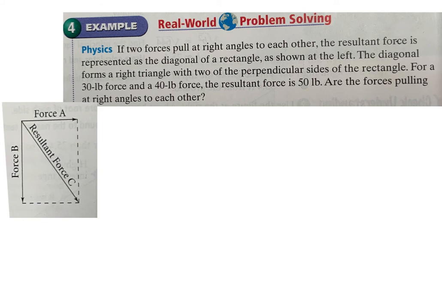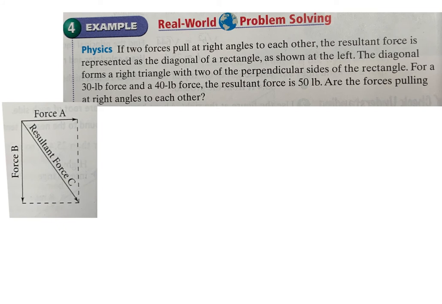This is a physics problem, so you will do forces in physics when you get there as juniors. Two forces pull at right angles to each other. The resultant force is represented as the diagonal of a rectangle as shown on the left. The diagonal forms a right triangle with the two perpendicular sides of the rectangle. For a 30-pound force and a 40-pound force, the resultant force is 50 pounds.